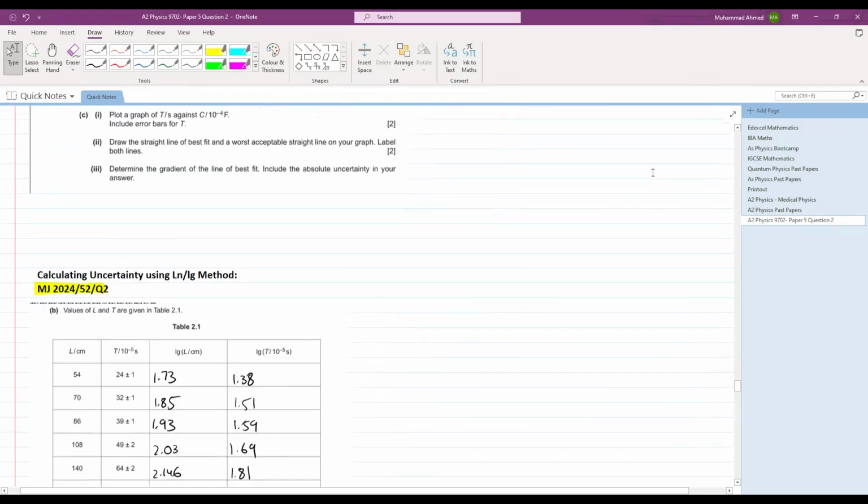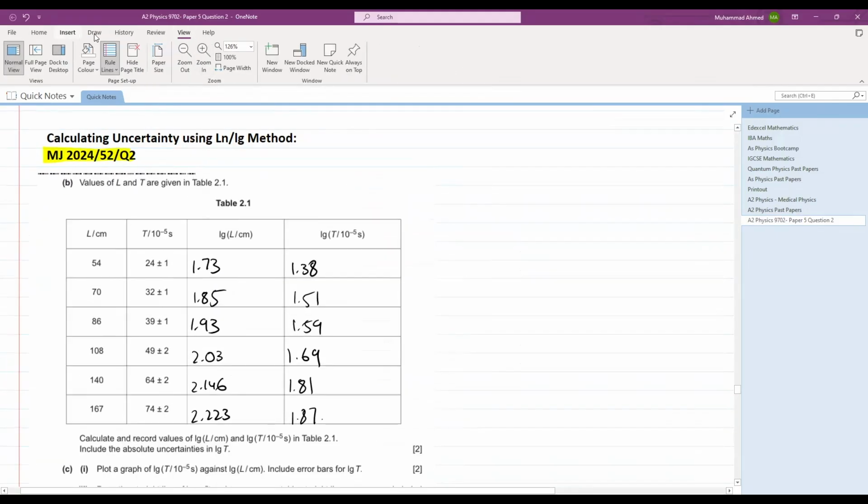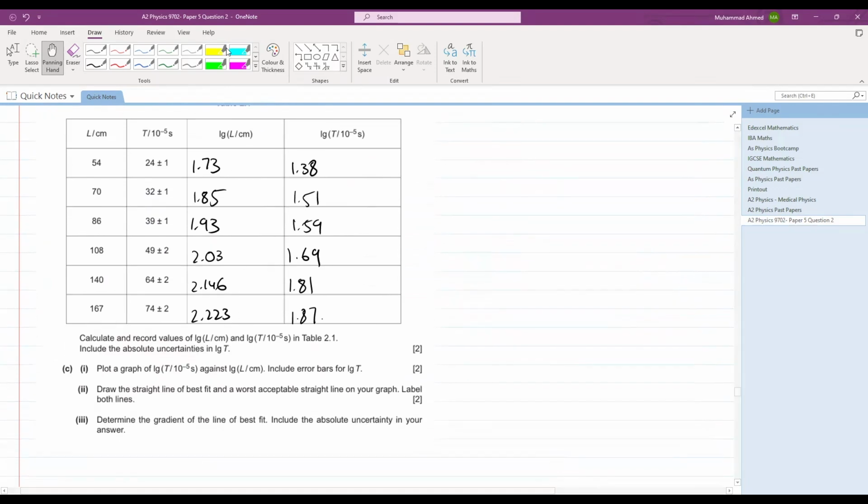Now, let's see this one. Let's say you have to calculate the absolute uncertainty in a variable that is in the format of lg. How will you do that? Very, very easy. Very simple formula. The absolute uncertainty in lg T will be equal to what? lg T maximum minus lg T value.